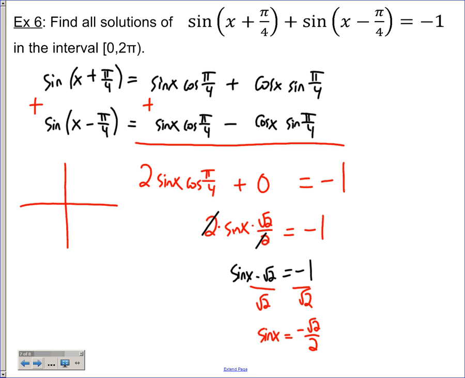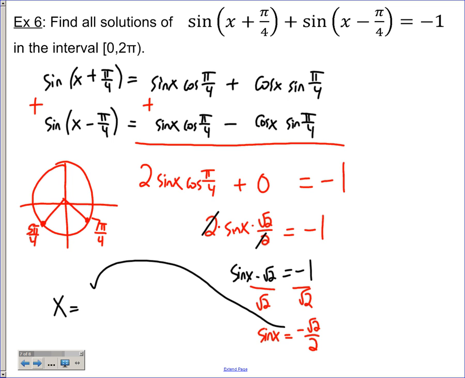So looking on a unit circle, sine is negative in quadrants 3 and 4, and we should recognize root 2 over 2 from a unit circle as one of those pi over 4 increments, so it happens to be 5 pi over 4 and 7 pi over 4. So there's two answers between 0 and 2 pi. Exactly, these are x equals 5 pi over 4 and 7 pi over 4.